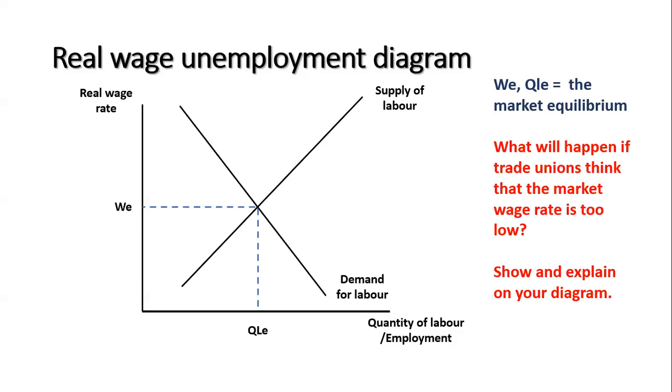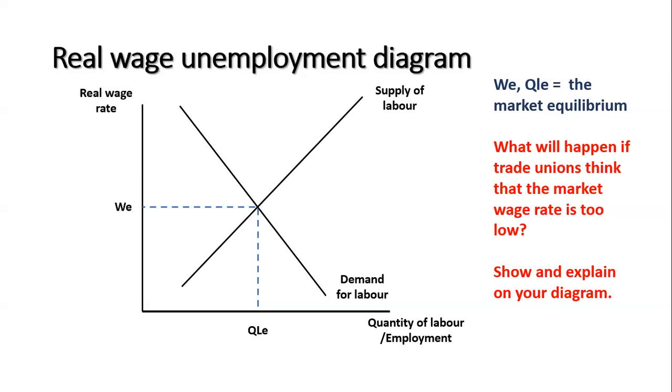What will happen if trade unions think that the market wage rate is simply too low? Show and explain this on your diagram. Well, what we would have here is basically that's the free market labour wage rate. Okay, so it's set at WE and QLE. That's the wage rate that's set by the free labour market forces, without any intervention from the government and any intervention from a trade union.